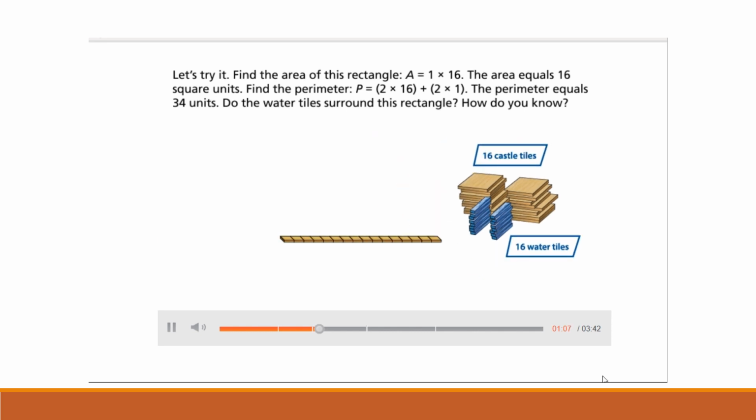Let's try it. Find the area of this rectangle. A equals 1 times 16. The area equals 16 square units. Find the perimeter. P equals, open parenthesis, 2 times 16, close parenthesis, plus, open parenthesis, 2 times 1, close parenthesis. The perimeter equals 34 units. Do the water tiles surround this rectangle? How do you know?